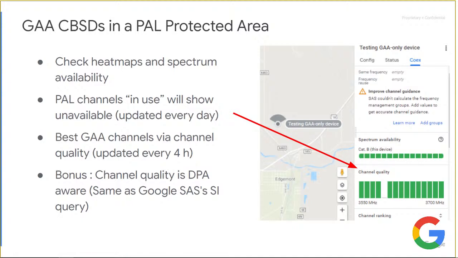And as a bonus, another pro tip, a more technical bit of data here: channel quality is also now DPA aware. That means you'll see DPA activations in channel quality as well, so you don't have to guess about those if you're trying to pick a frequency. And that is the same as Google SAS's Spectrum Inquiry query. So both Google SAS Spectrum Inquiry and our channel quality in the SAS portal are now DPA aware. An extra pro tip for you.